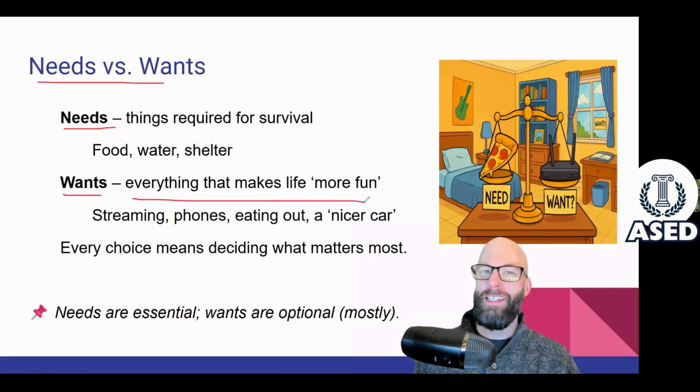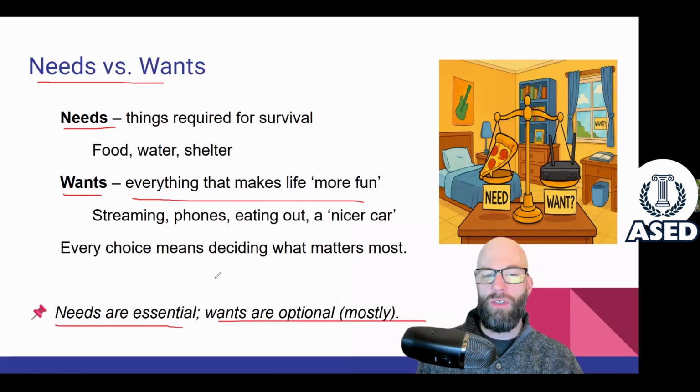Wants are everything that makes life a little bit more fun. Streaming, phones, eating out, a nicer car, all the stuff that you want to do in life that is optional, but really kind of nice to have. Those are the things that people tend to like to spend money on or like to consume. And so we have to make decisions about what we're going to do with respect to those things. Keep in mind, needs are essentials, wants are optional.